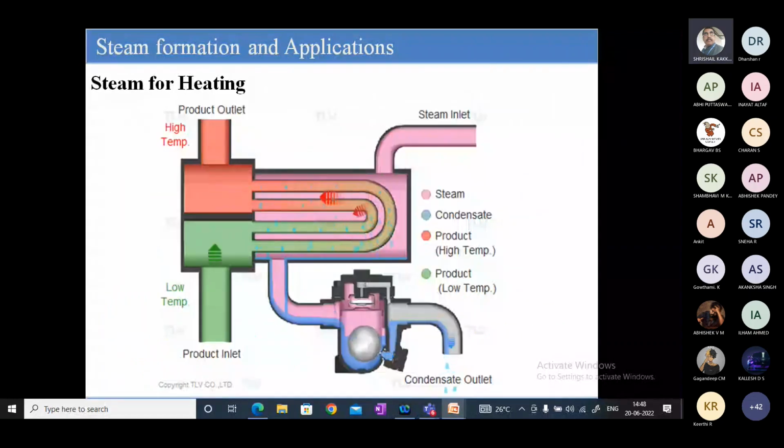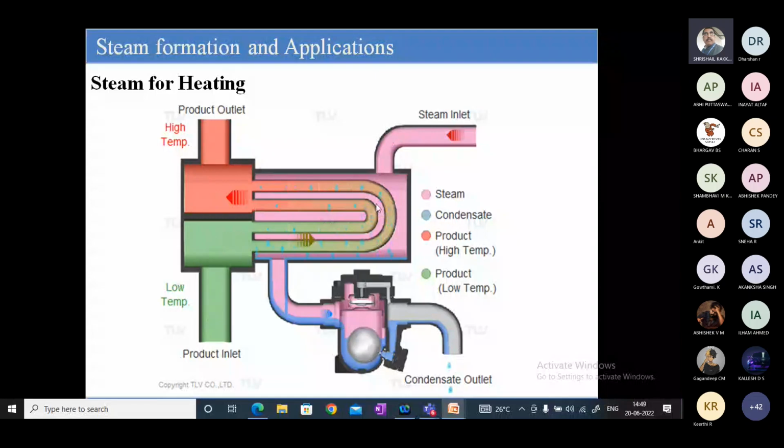So the steam for heating: some of the products are required to be preheated. Using electricity at that time is one of the things that will waste electricity. Whenever the steam is freely available, part of the steam will be taken to this reactor, and the product will be made to flow through these heat exchanger tubes.